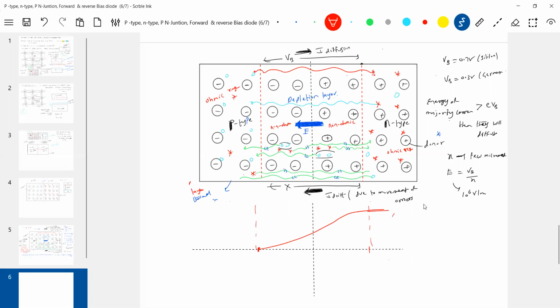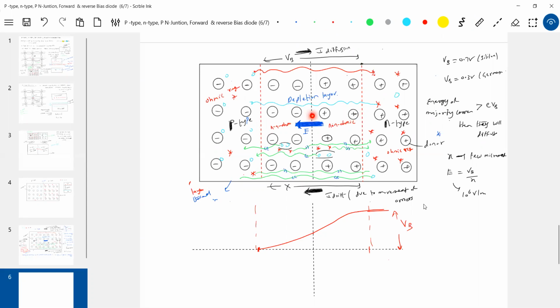So what is this? This is a potential barrier. At exactly the midpoint of the junction, what is the potential? Should be non-zero, no? It should be non-zero here. You know electrostatics, so what should be the potential? Here it is VB, here it is 0.